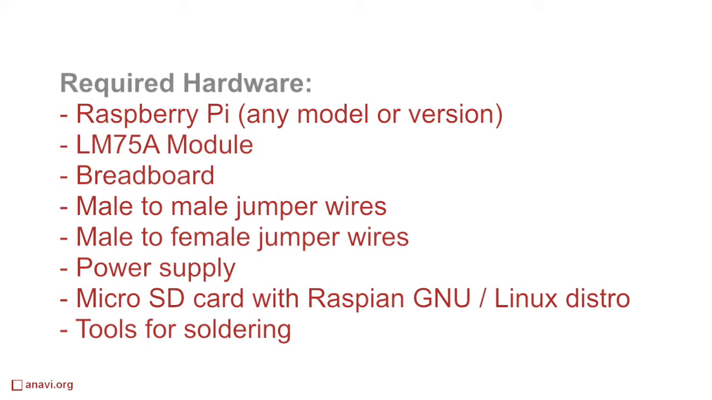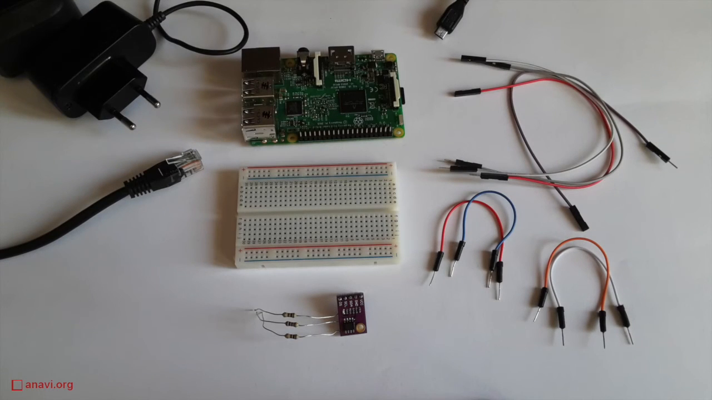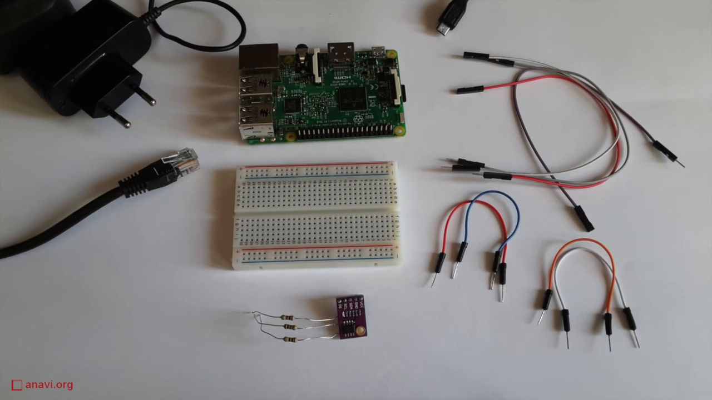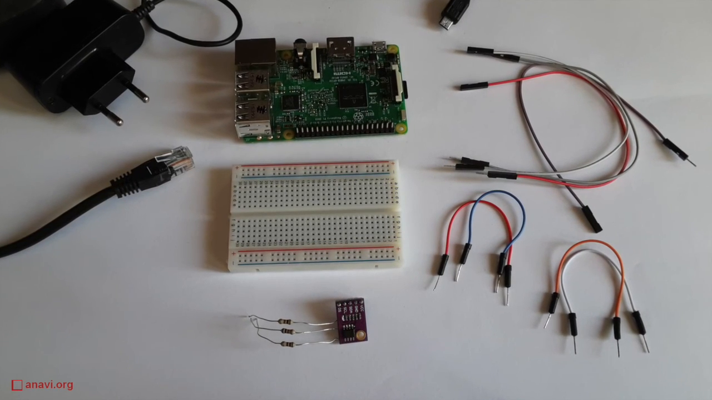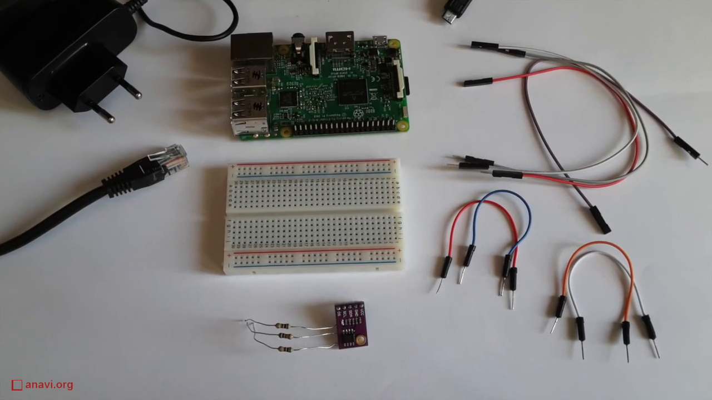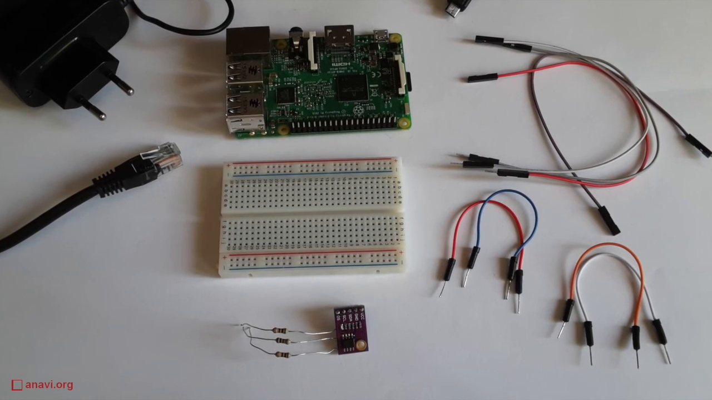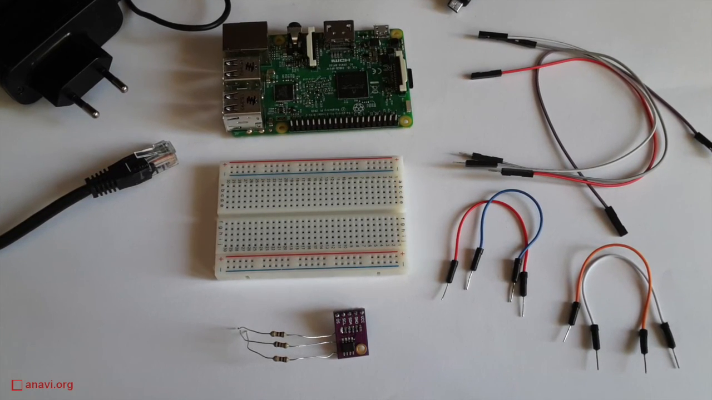For this demonstration, I need a Raspberry Pi, LM75A, a breadboard, several female-to-male and male-to-male jumper wires. Last but not least, I also need tools for soldering. The sensor is compatible with any model and version of Raspberry Pi. Right now, I'm using Raspberry Pi 3 with the Raspbian GNU Linux distribution.